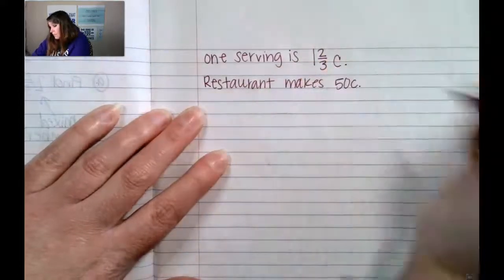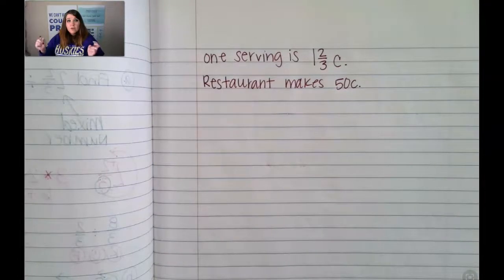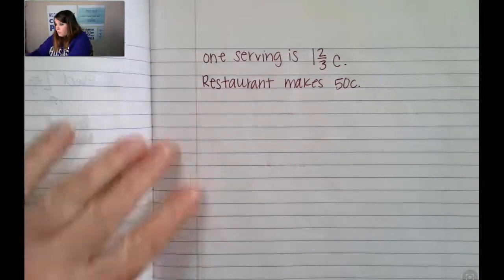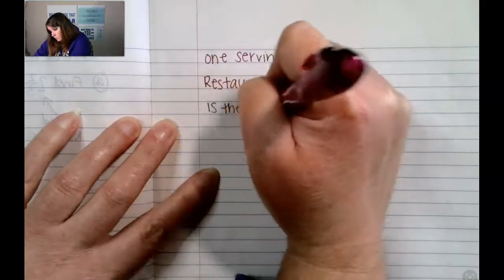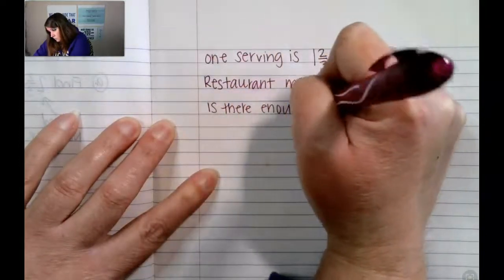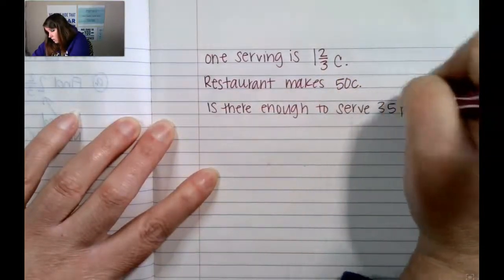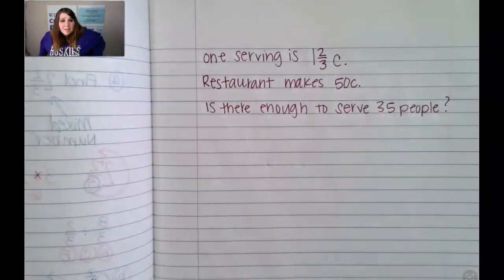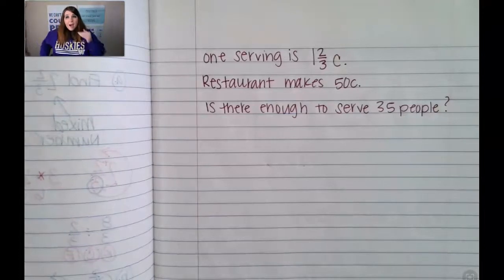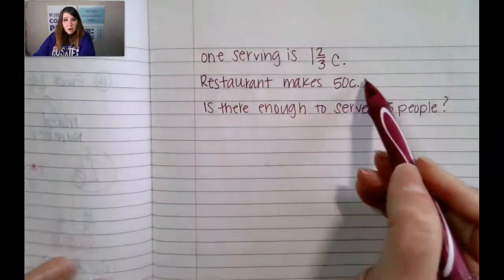So we get 50 cups of soup. That's a lot of soup. Okay, and we want to know, is there enough to serve 35 people? Enough servings? So we need to find out how many servings we actually have. So we have 50 is our grand total.